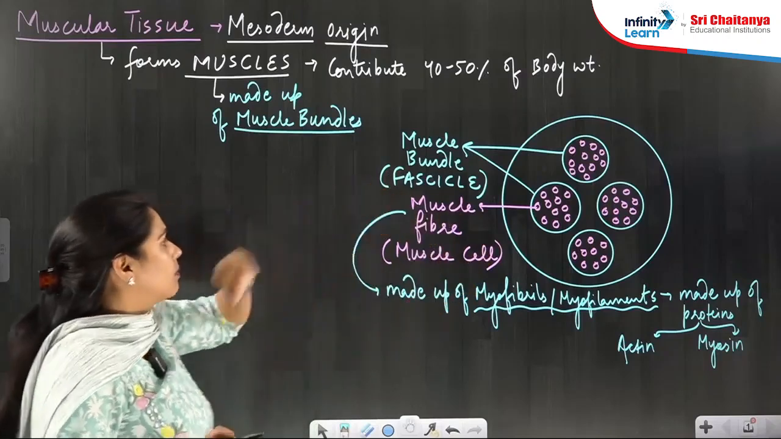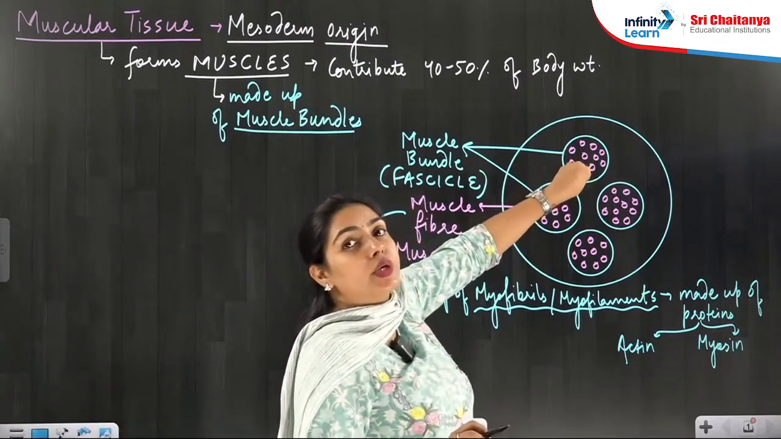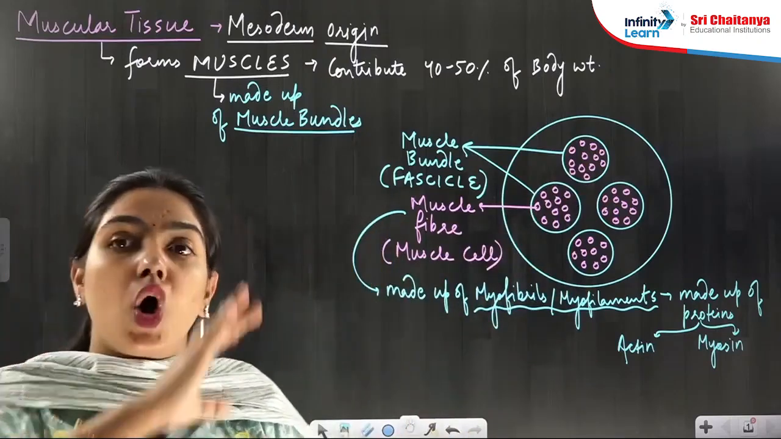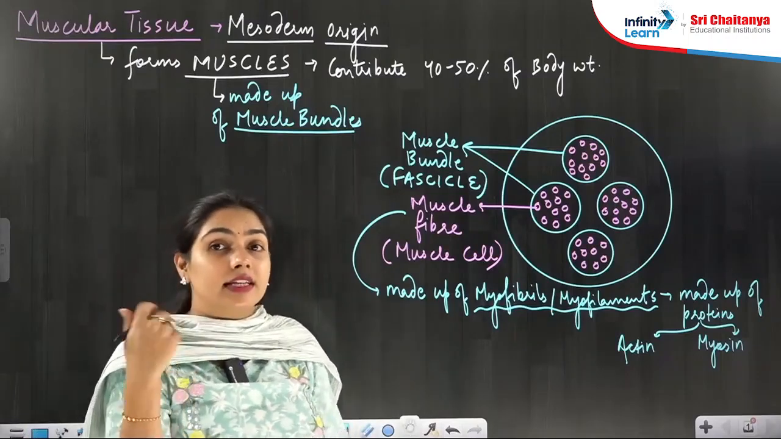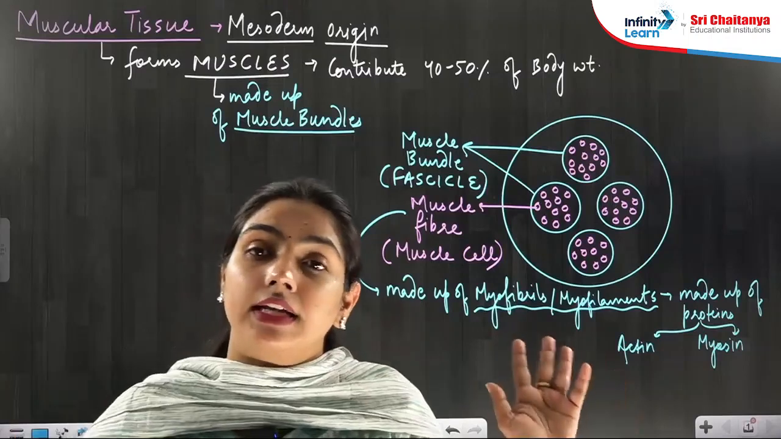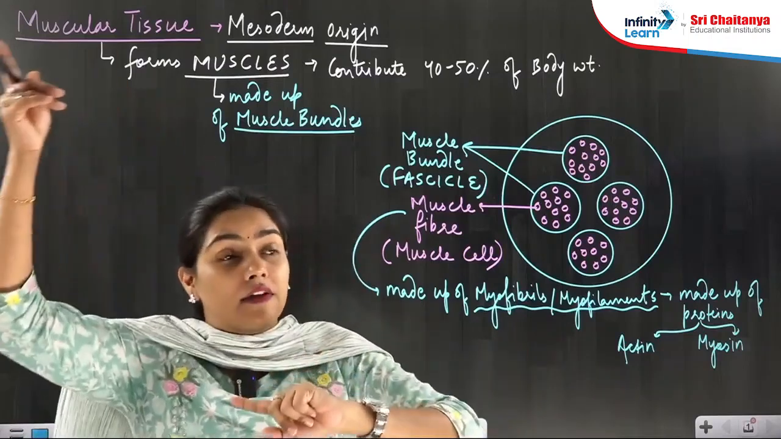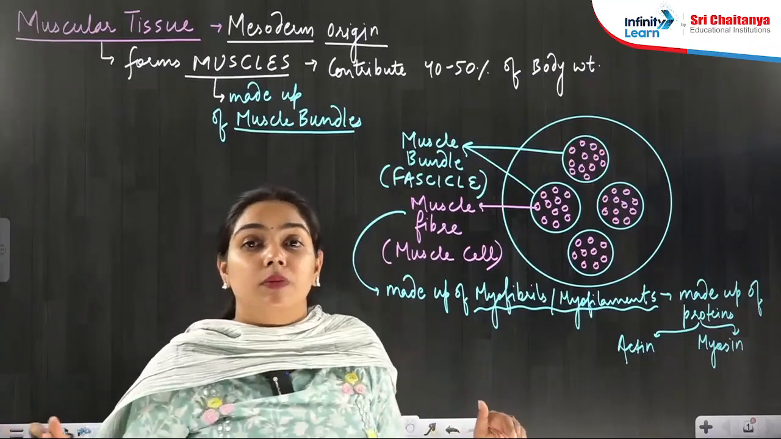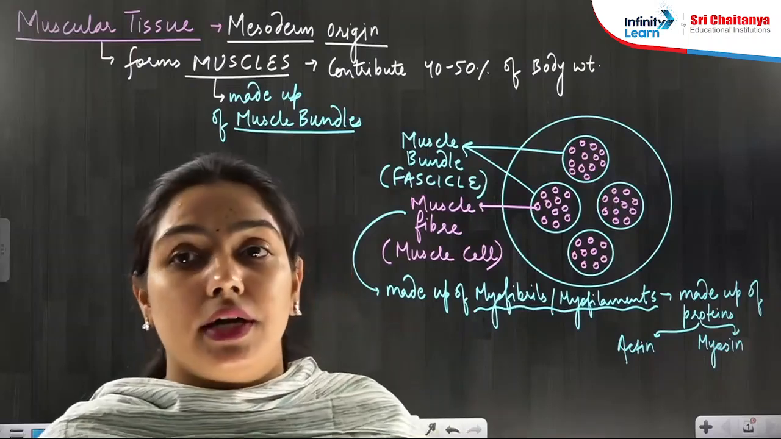Now all these muscle bundles are held together by a connective tissue sheath, by a common collagenous connective tissue sheath. So see, connective tissue is coming. Connective tissue is the most abundant tissue. Connective tissue is coming into the muscular tissue also. I have told you connective tissue is present below epithelial tissue also. So that is how you can understand that connective tissue is the most abundant tissue.